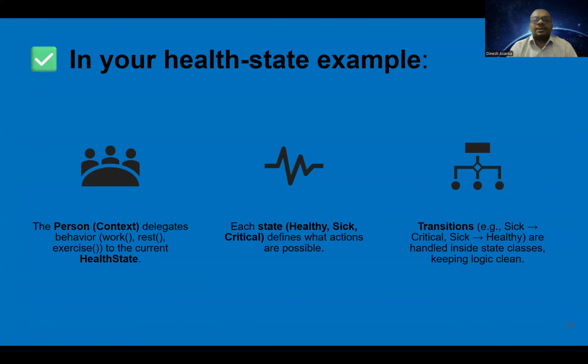Right. So again, in this health state example, the person context delegates behavior, that is work, rest, exercise, to the current health state. Each state, healthy, sick, critical, defines what actions are possible. Transitions are very clear. Sick to critical and sick to healthy are handled inside the state classes, keeping the logic clean. So there cannot be a situation from critical to healthy. You cannot have the state transition from critical to healthy. It should be critical, sick, then healthy.